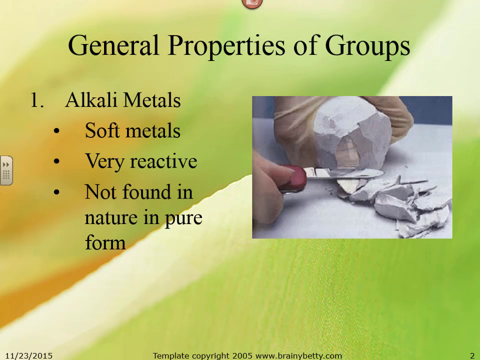And last thing we need to know about this group is that they are not found in nature in their pure form. That means you're not going to be able to go outside and dig up a chunk of sodium from under the ground. When you find these elements in nature, they're always in a compound. They're bonded with something else. For example, sodium chloride, we know as table salt. Table salt is a natural mineral. You can go to the right locations and mine for salt. You can find it naturally. Pure sodium, on the other hand, you're not going to find naturally. You will not find just a chunk of it under the ground.